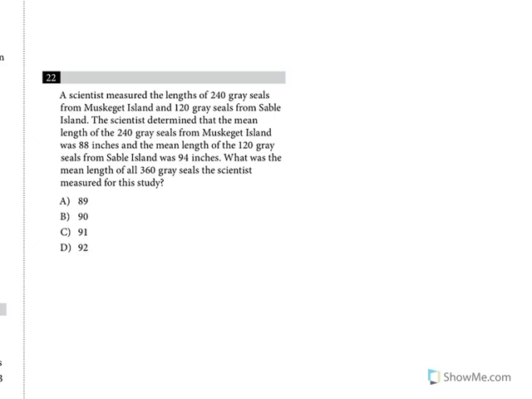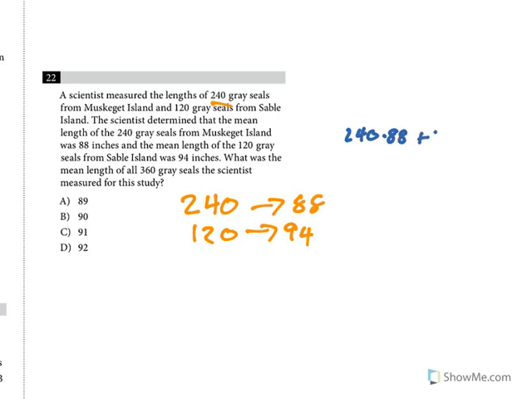All right, so this is one where I'm going to lean on using a weighted average, right? Again, I know we have a calculator for this, right? But it says 240 gray seals, and they had an average of 88. And 120 gray seals had an average of 94, right? So yeah, we can do 240 times 88, plus 120 times 94, and divide it by 360, right? Fantastic. We can do that.